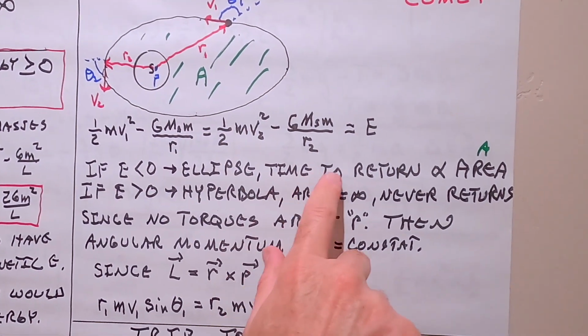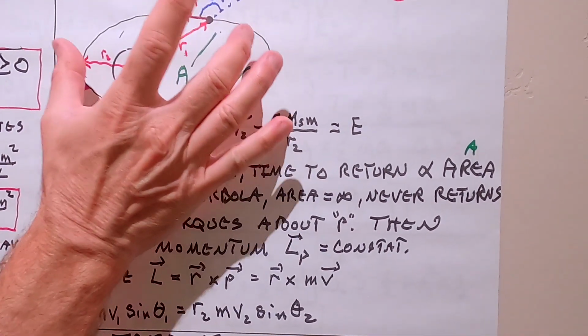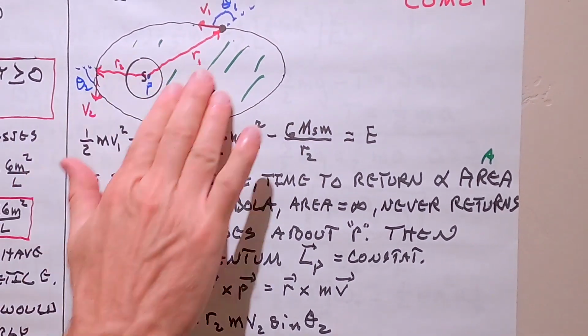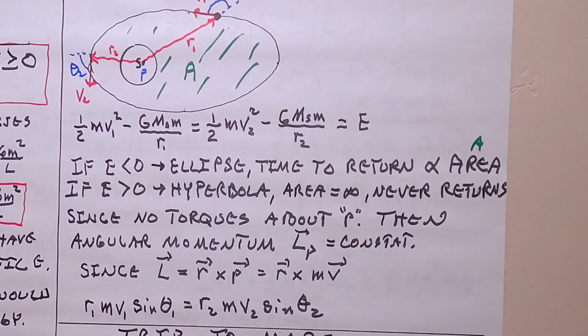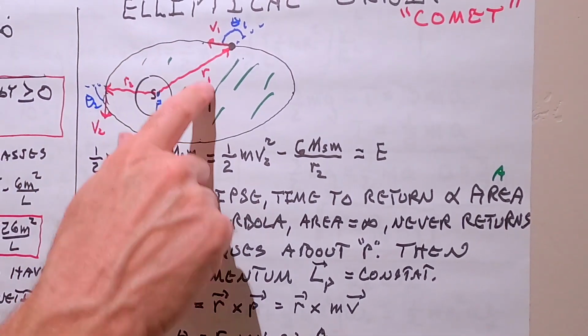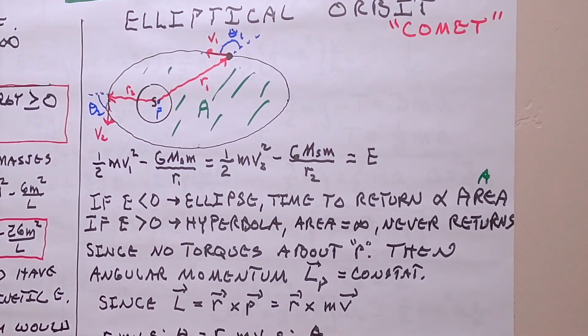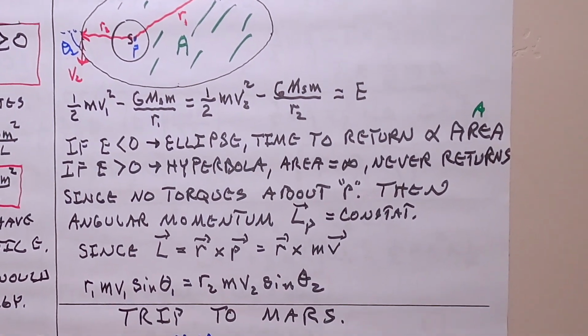And the time to return is somehow related to this area. See this green area right here. It's proportional. What's the proportionality? Well, if you look at Earth's orbit, whatever Earth's orbit is represents 1 year. So that's the area representing 1 year.